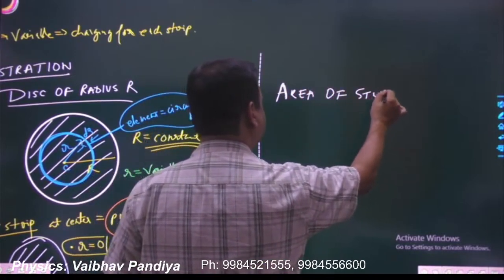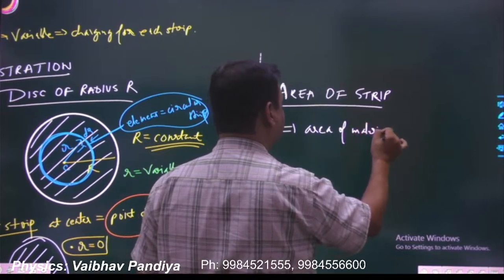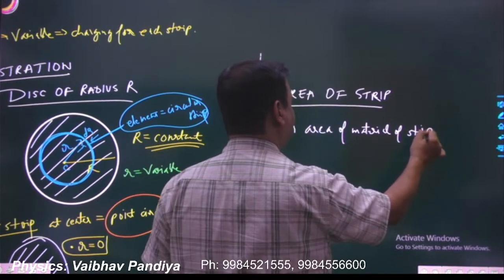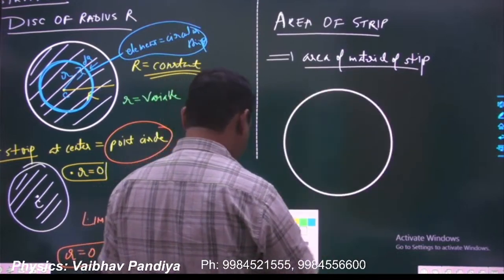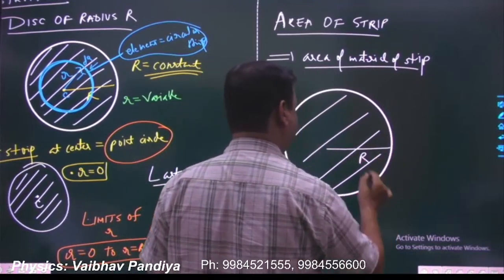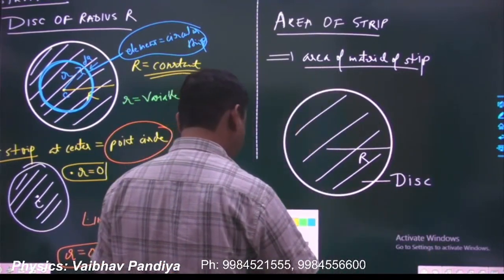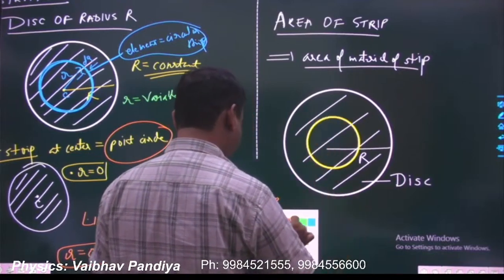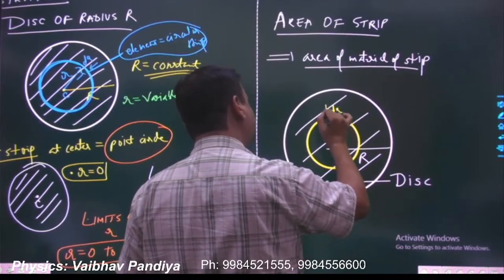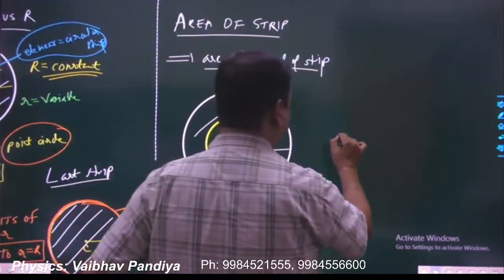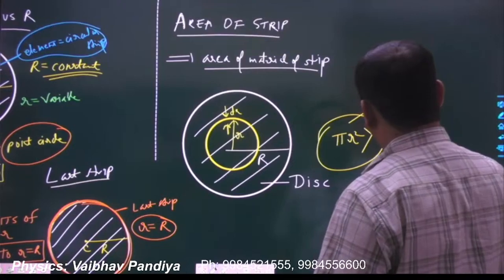Now see, when we say area of a strip, what does it mean? It means area of material of a strip. It doesn't mean the area bounded by the strip. Don't get confused with the area bounded by the strip. So this was the disk of radius R. Okay, and here you have taken a concentric strip of radius small r and thickness dr. So sometimes, students think the area of the strip is pi small r square. No, this is basically the area bounded by the strip. Yes or no?